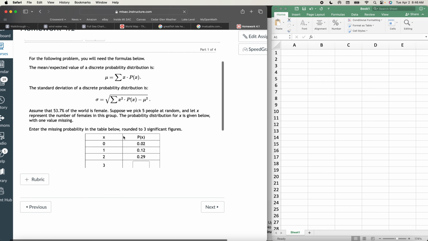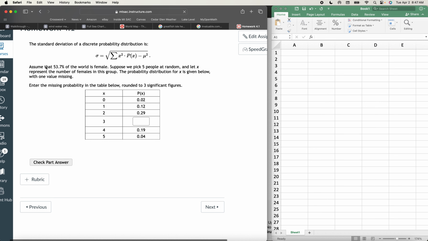Okay, so we've got the information about the formula for the mean and the standard deviation here. We know that the variance is the square of the standard deviation. It says 53.7% of the world is female. We're picking 5 people at random, and X is the number of females in the group. The probability distribution is below with one value missing.